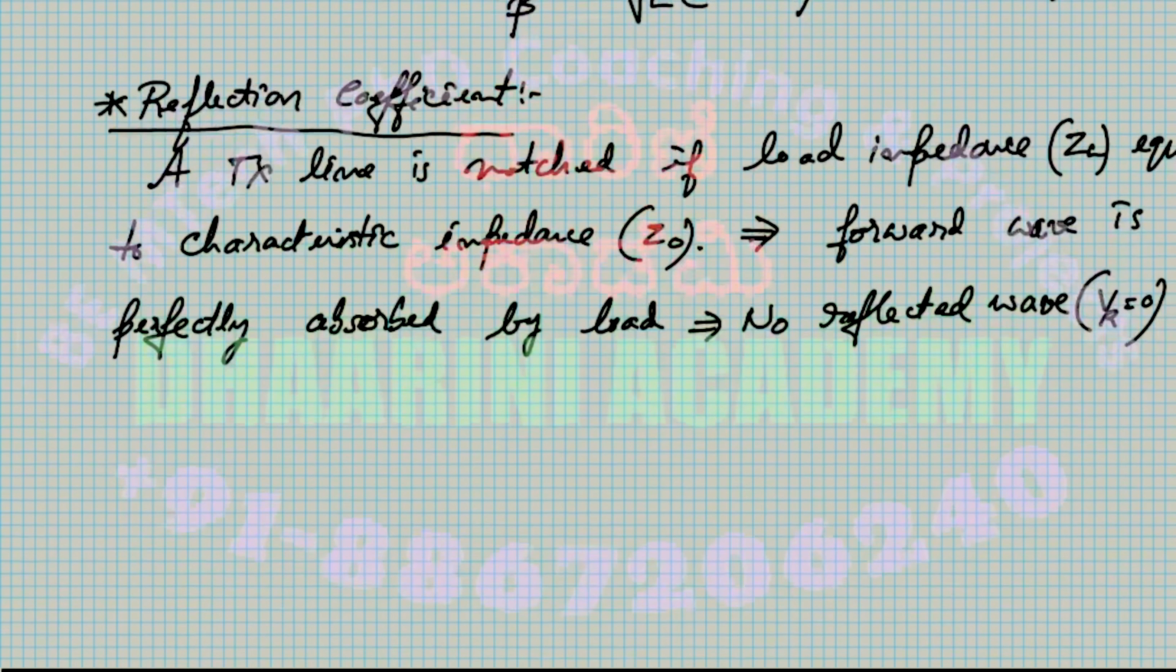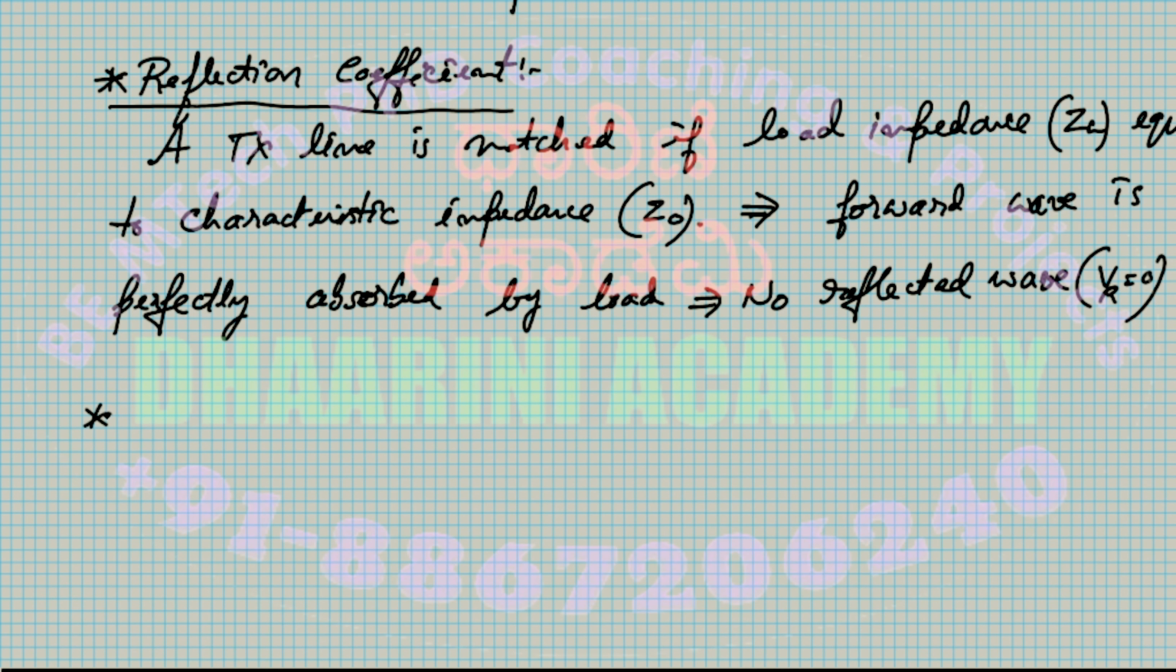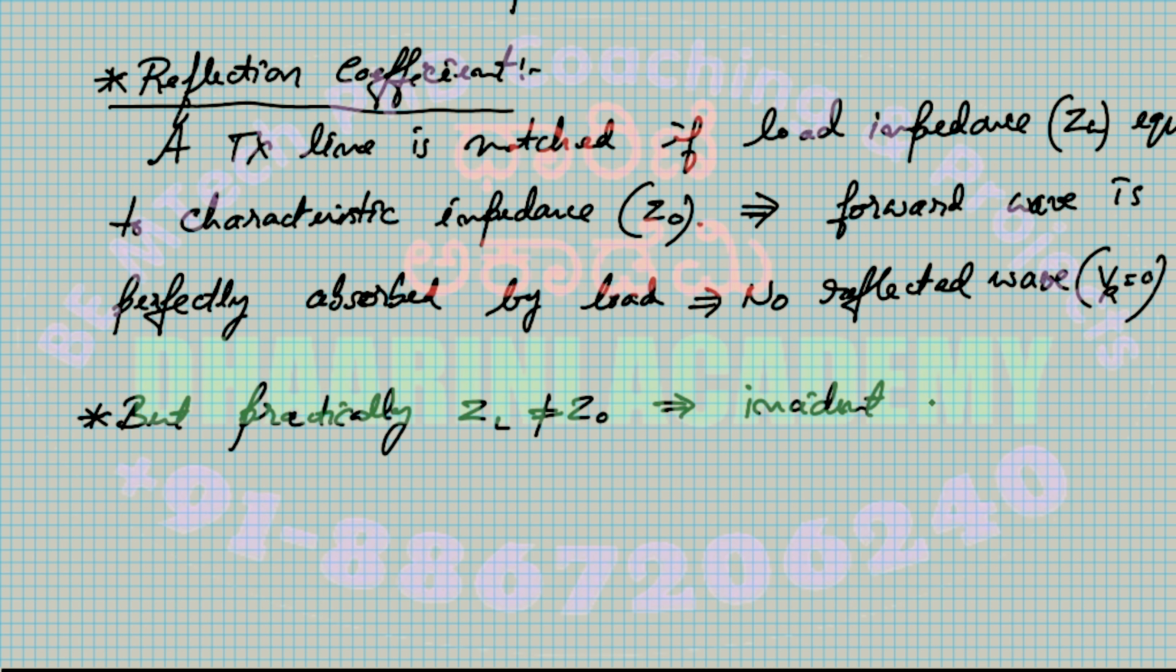Let's write that. So this is an ideal case, but I'll write practically. Practically, the ZL will never be equal to Z naught. This implies what? The incident wave will be reflected back on the transmission line.